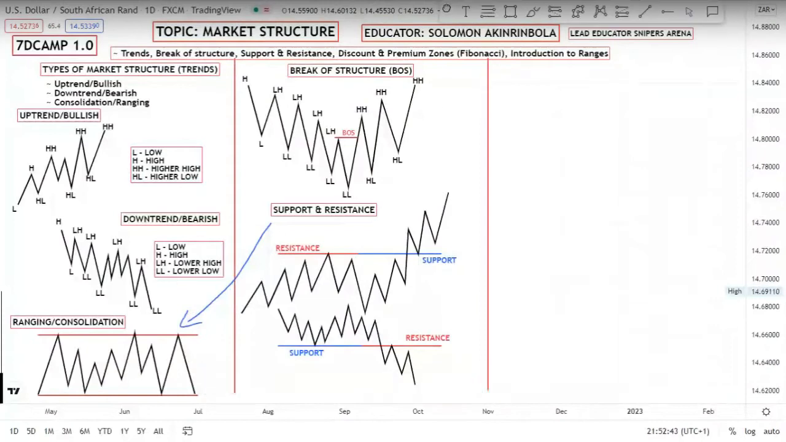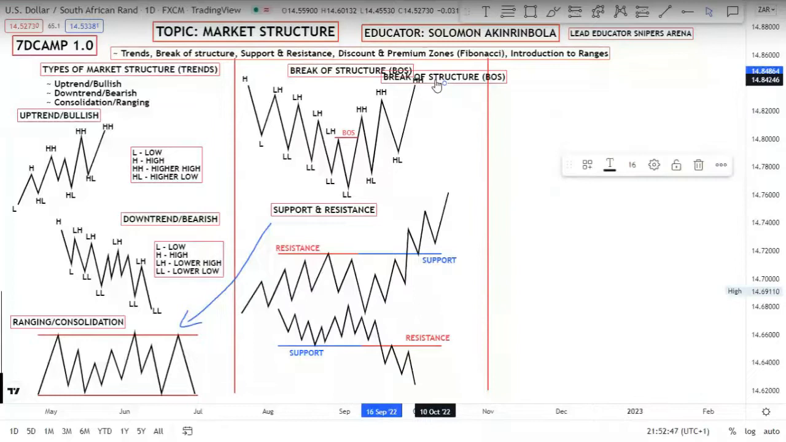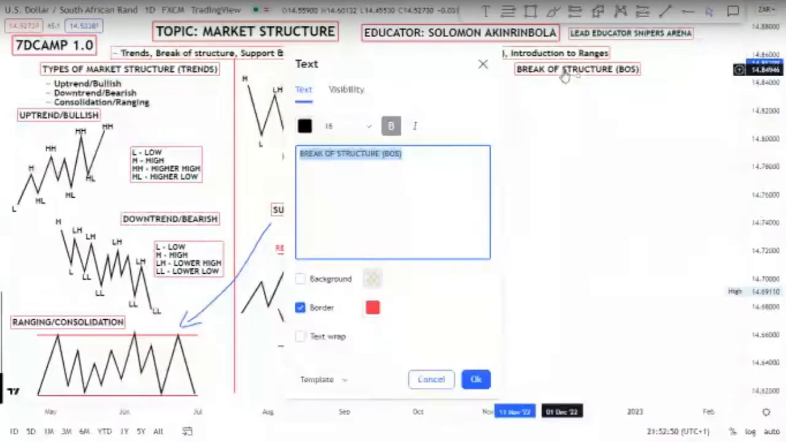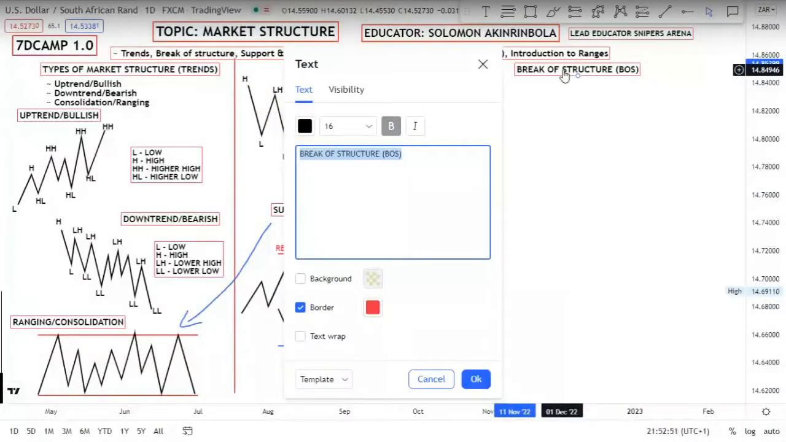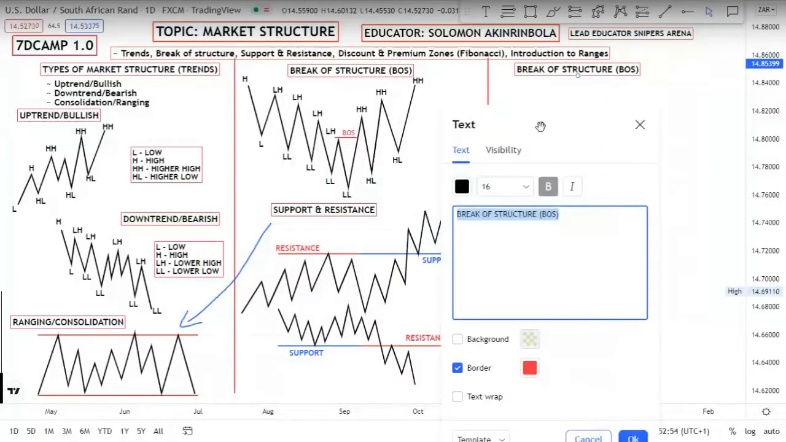All right, so the next thing is support and resistance, premium zone. That's support and resistance. But to me, support and resistance are a mirage. Yeah, I can say that out. They don't exist.